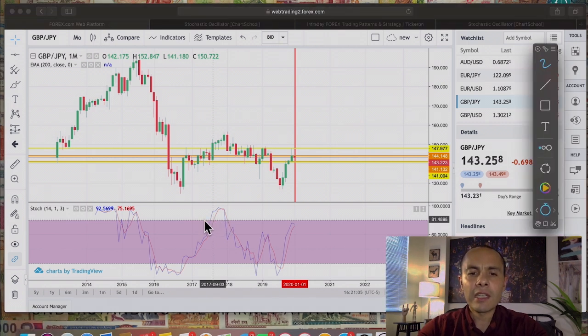So first, the 80 to 100% area. This will be the overbought area. When price reaches that place, it will look to move down.